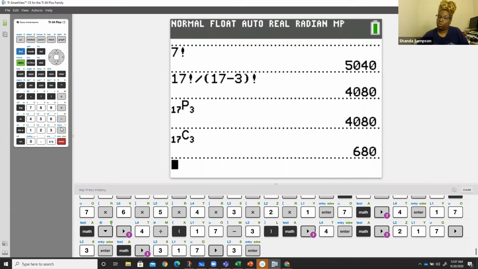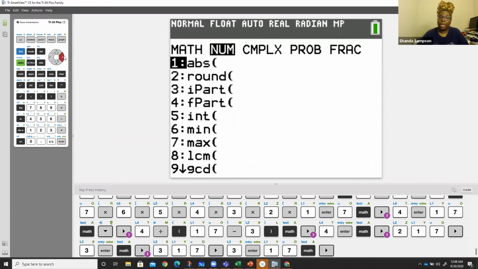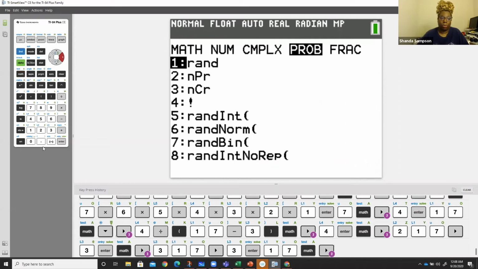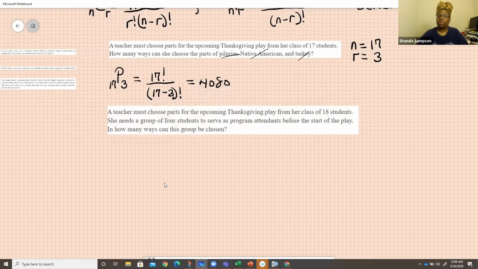So let's get back to those 83s. If you have an 83, you have to enter the number first. So if you were going to have an 83 and it was a permutation, 17 things taken 3 at a time, you have to enter 17 first, then go to math and go to probability and go to permutations, and then hit 3.